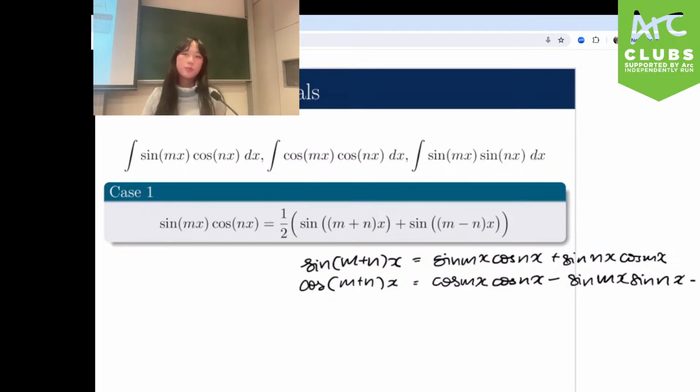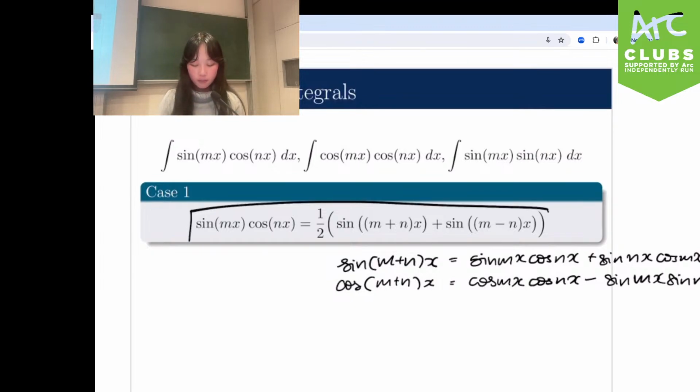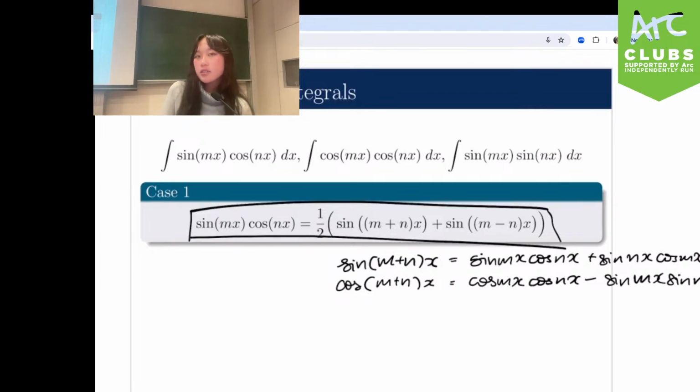Okay, cool. If you replace n here with minus n, you can see that these signs flip for the n minus n x case. And because of these kind of identities, we can combine them and get these product to sum identities, okay? These identities are called product to sum. One common mistake when using product to sum is to forget the half out the front, so please don't do that. Always remember to put the half there.